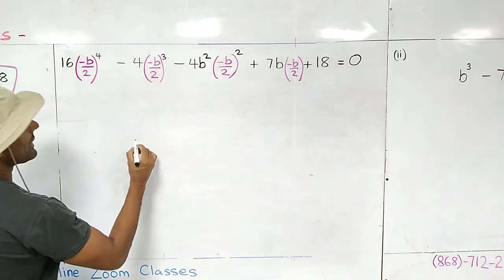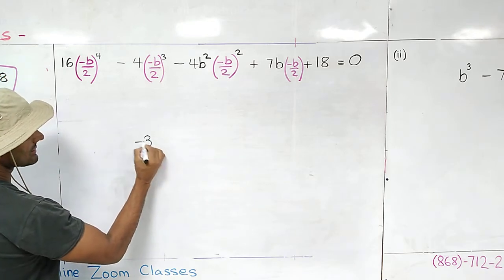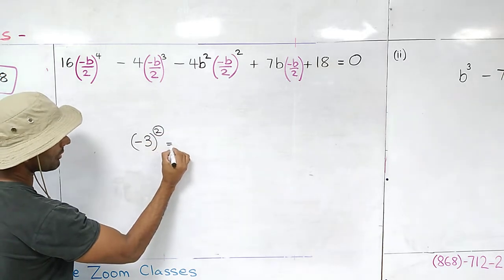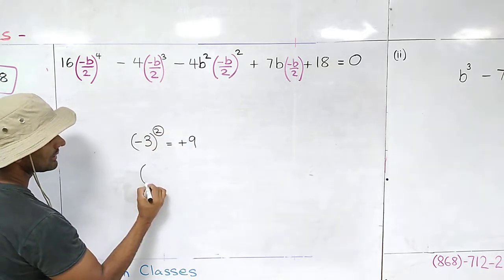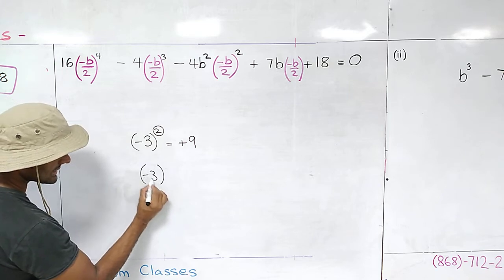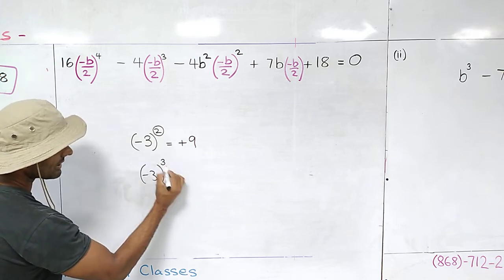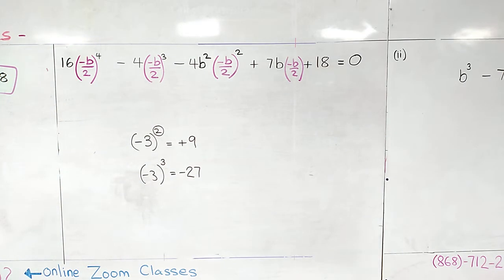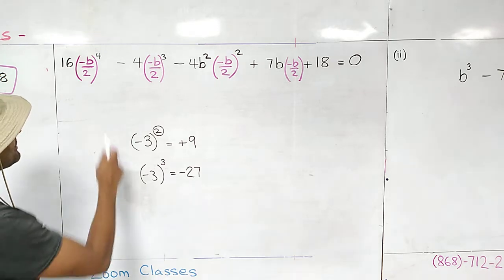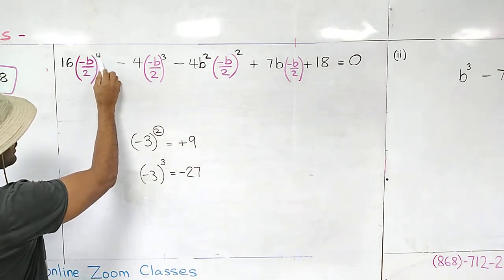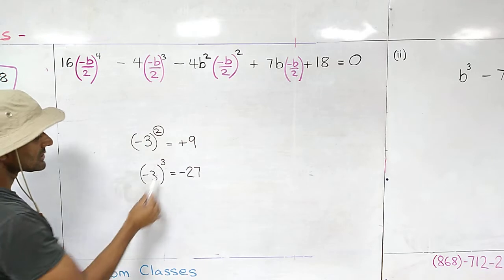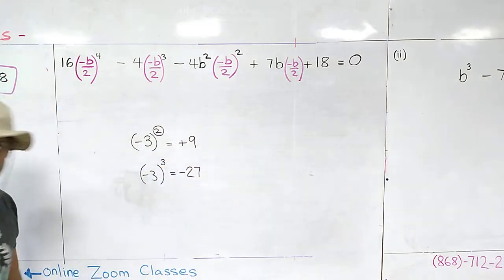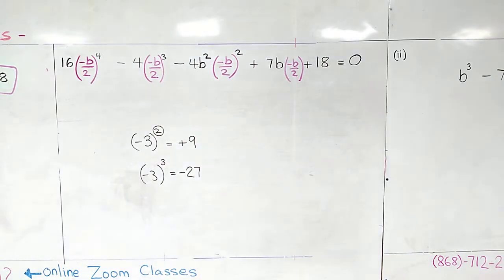Now, whenever you have something minus, like minus 3 squared, once it's an even power, you end up with a positive number. If you have a minus item and the power is odd, you would end up with a minus number, right? I'm just telling you that because you see minus b to the power 4, minus b to the power 3. So when it's odd, you get a minus. When it's even, you get a positive. So that will help us move a little bit faster.